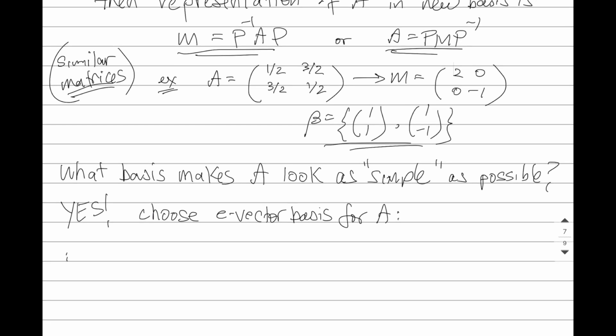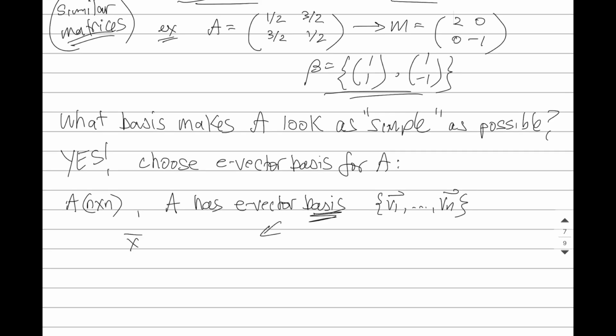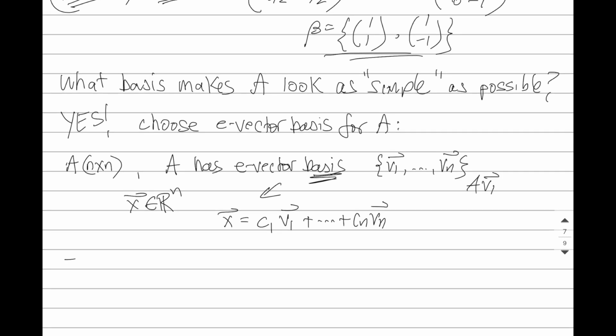So let's say that A is an n by n matrix, and let's assume that A has an eigenvector basis. Now, in a previous video, we talked about some conditions that will lead to A having an eigenvector basis. Essentially, you have to have enough eigenvectors. If you're in Rn, you need to have n independent eigenvectors. If I give you any single vector in Rn, I will always be able to write it like this. Because this is an eigenvector basis, any time I apply the matrix on one of those eigenvectors, it will simply return lambda times that eigenvector.